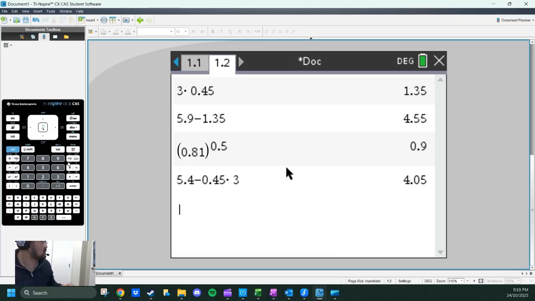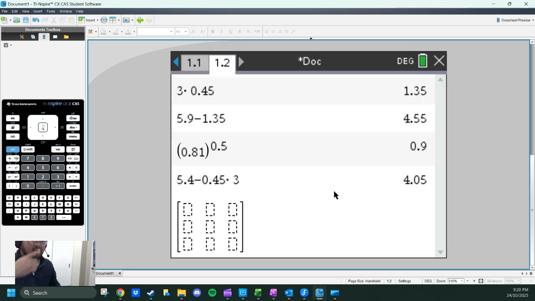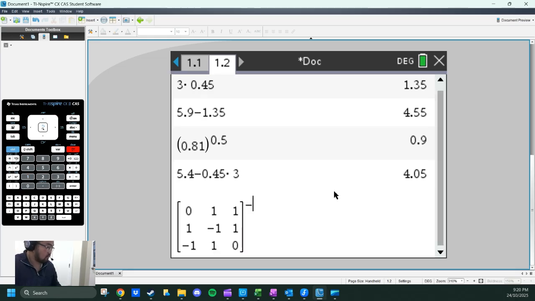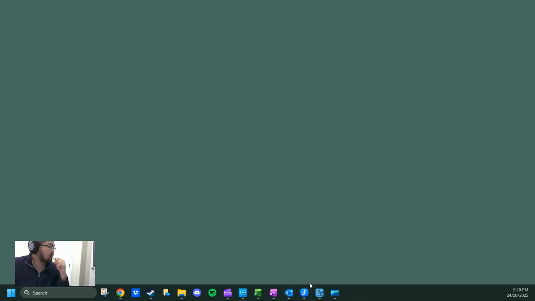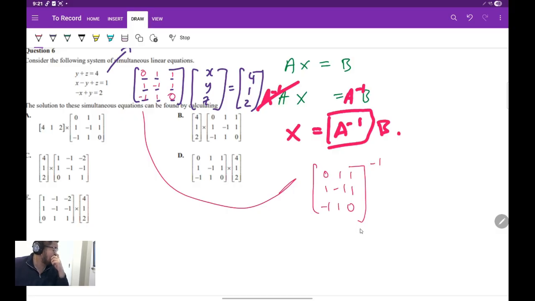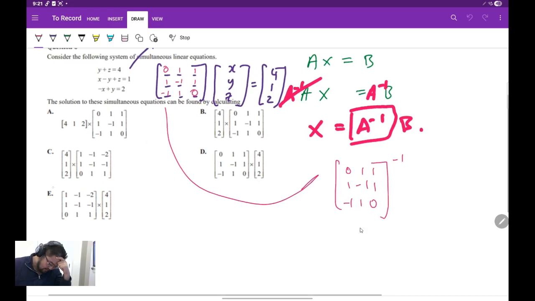So let's do that now. So let's go as 3. We've got 0, 1, 1, 1, negative 1, 1, negative 1, 1, 0. And we'll raise it to negative 1. And we get that. So that means which one is closest? So 1, negative 1, negative 2. But it has to be on the left-hand side. 1, negative 1, negative 2. It must be E in this case.